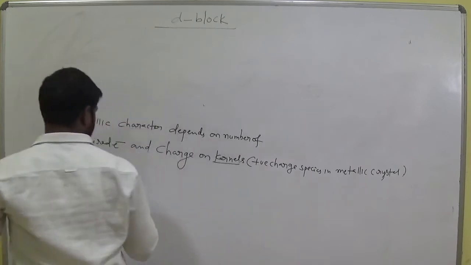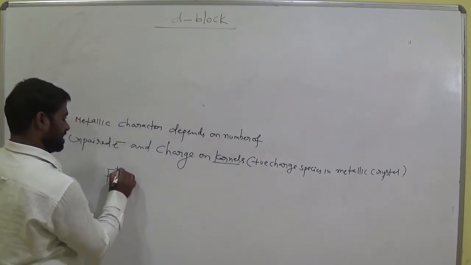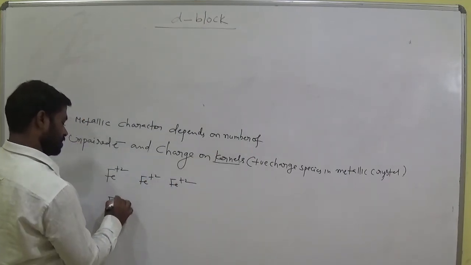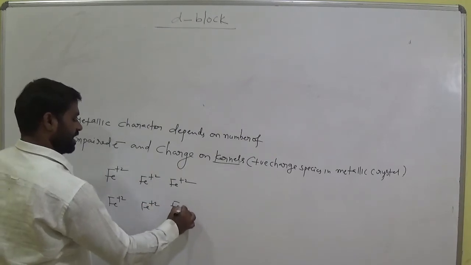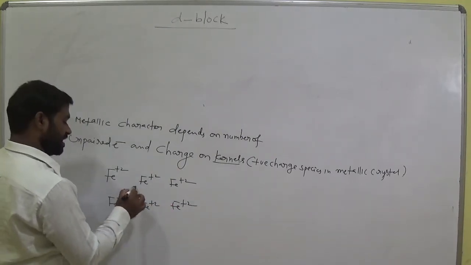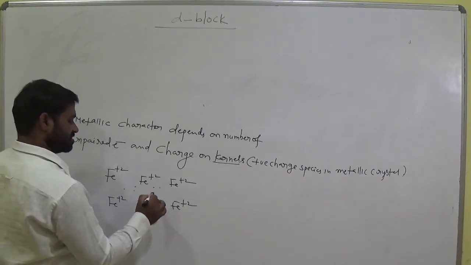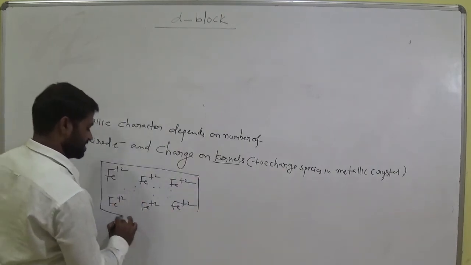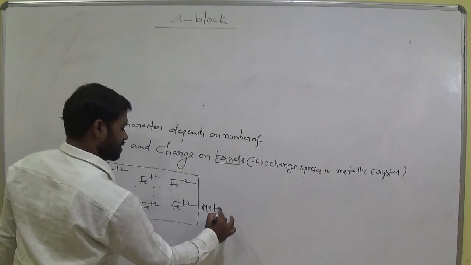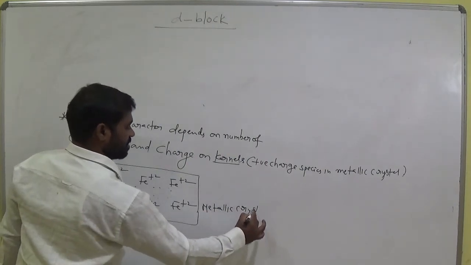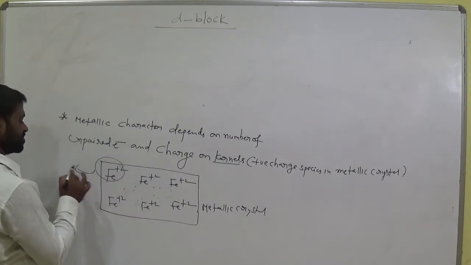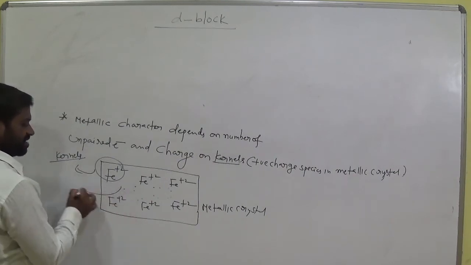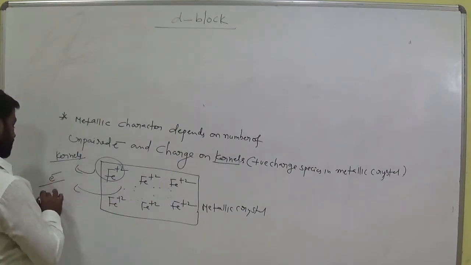I have already explained this. Suppose there is an iron crystal, a metallic crystal. When iron releases 2 electrons, it becomes Fe+2. This is a metallic crystal. These positive charged species are called kernels. And these are electrons.